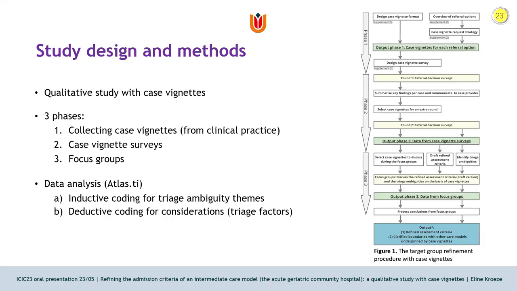So we carried out a qualitative study with case vignettes consisting of three phases. In the first phase, we collected case vignettes from clinical practice. And in the second phase, we let them be reviewed by healthcare professionals, by means of a survey. So they made referral decisions for these case vignettes in the survey and also reported their considerations. And lastly, we also carried out focus groups in which we further refined the admission criteria and further clarified the boundaries with the other care models.